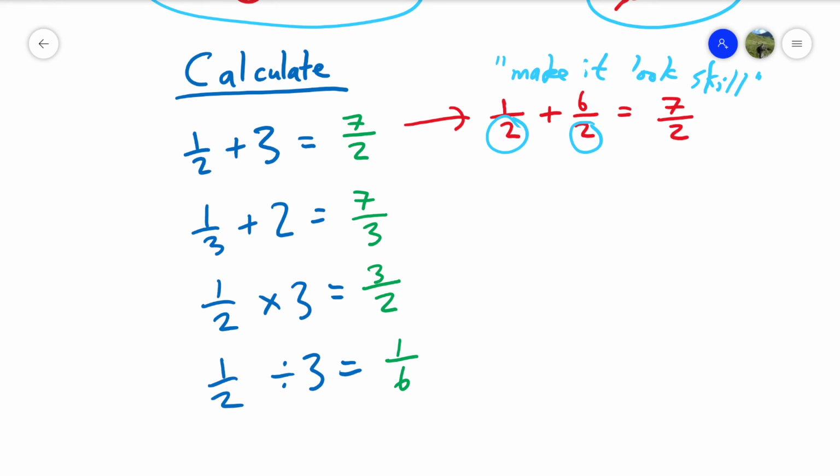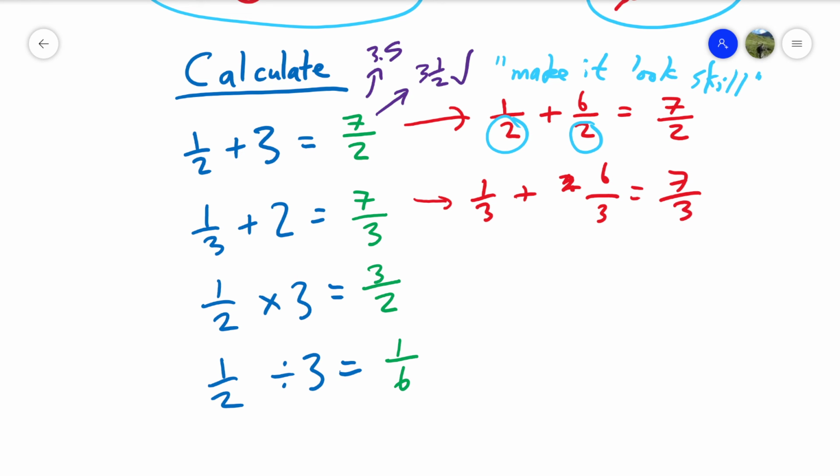7 over 2, fine. You might have also given your answer as just 3.5. That's fine. I didn't specify how to give the answer. Anyway, let's check the next one. The next one is kind of the same thing really, which is you've got a third, and then how do you write 2 as something over 3? That'd be 6 over 3, so that's 7 over 3.